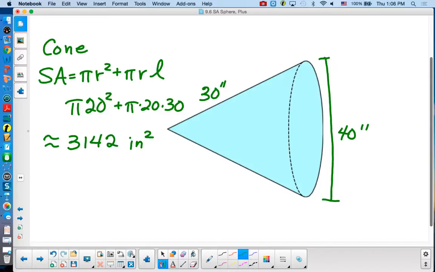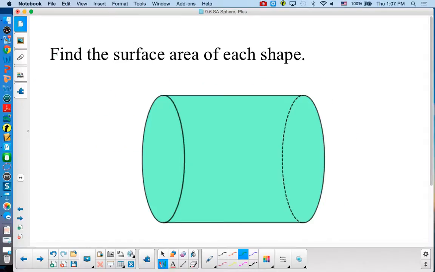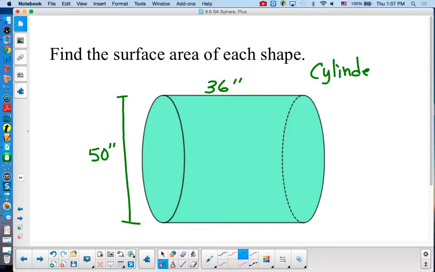Okay, so what shape is left? Cylinder. I've got it turned sideways. Really tall. This time it's 50. And then this measurement is 36. Okay, this will be the last one, then we'll work on your assignment. It's a cylinder laid on its side. Didn't leave myself much room to write. Cylinder was part of yesterday.